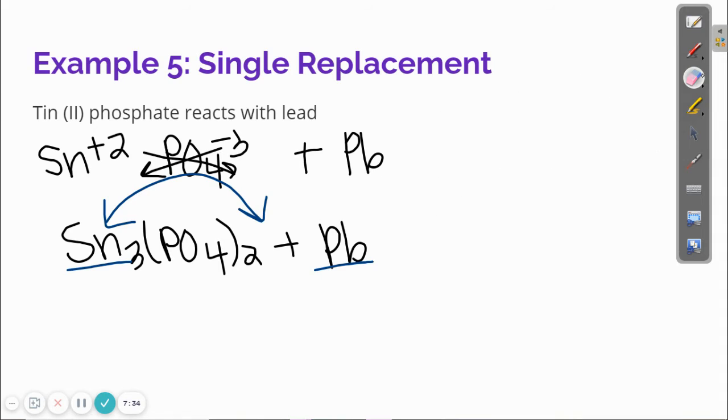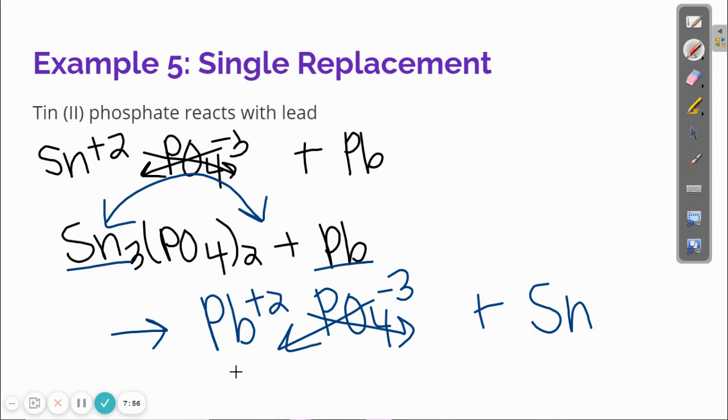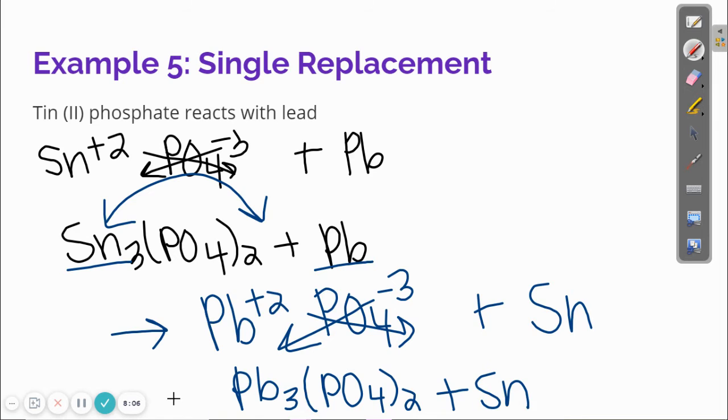So that means my products are going to be lead, and it's also going to be lead 2 phosphate, plus tin. And again, tin is a metal. It's not a diatomic, so I'm just writing it as is. And I'm going to go ahead and crisscross really quick. So we get Pb3(PO4)2. So this would be your products part. This up here was your reactants.